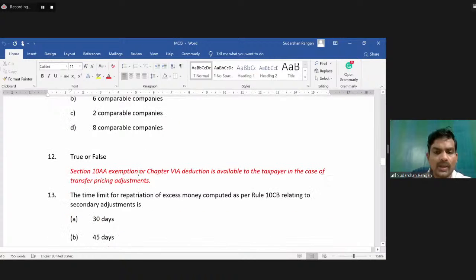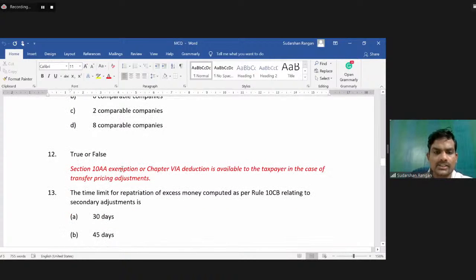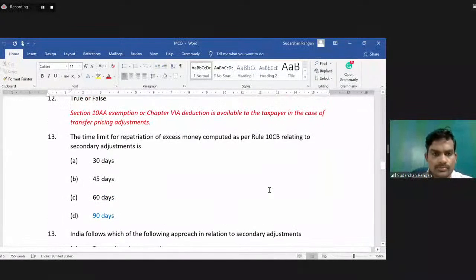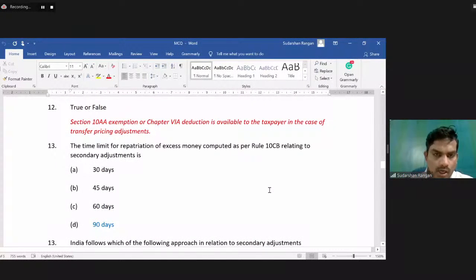So 12th, we already completed last session. Whether section 10AA exemption or chapter 6A is eligible. The answer is no, not available, because these are anti-avoidance provisions. So there's no question of claiming 10AA exemption or chapter 6A.